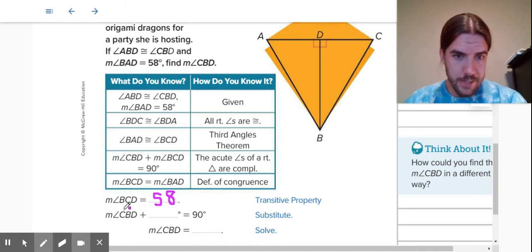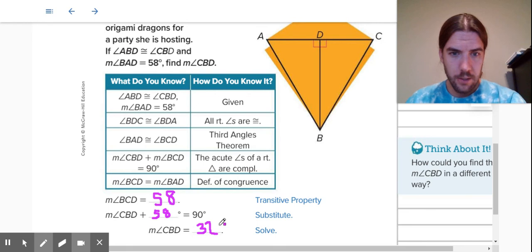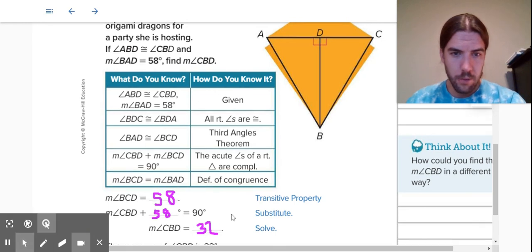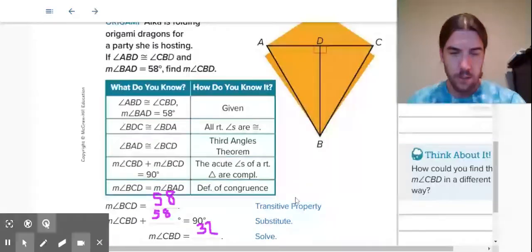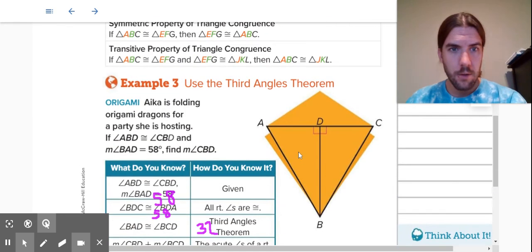The measure of CBD, God, it's hard to say so many letters over and over. CBD, so this little one, plus 58 should equal 90. Okay, so if we take away 58 from both sides, well, we're going to get 32, right? Just thinking, how much do I need to add to 58 to get to 90? Well, I need to add 2 to get to 60, and then I need to add 30 to get to 90. Okay, so my measure of that angle would be 32 degrees right here. The measure of angle CBD is 32 degrees. All right, and that is it for example number 3.